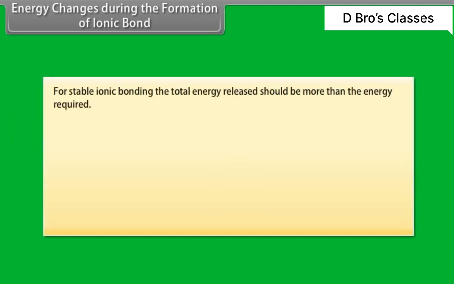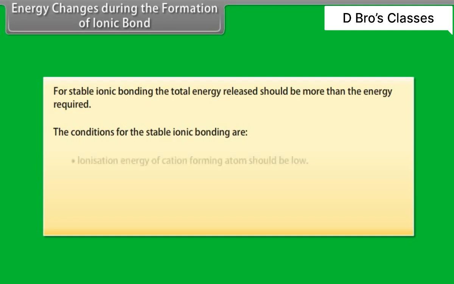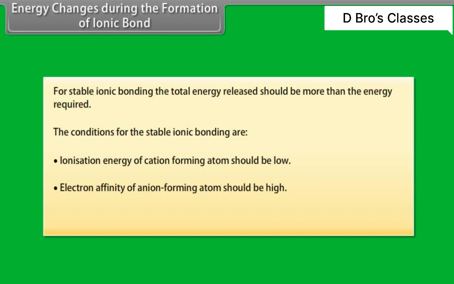Now, for stable ionic bonding, the total energy released should be more than the energy required. The conditions for the stable ionic bonding are: ionization energy of cation forming atom should be low. Electron affinity of anion forming atom should be high. Lattice energy should be high.